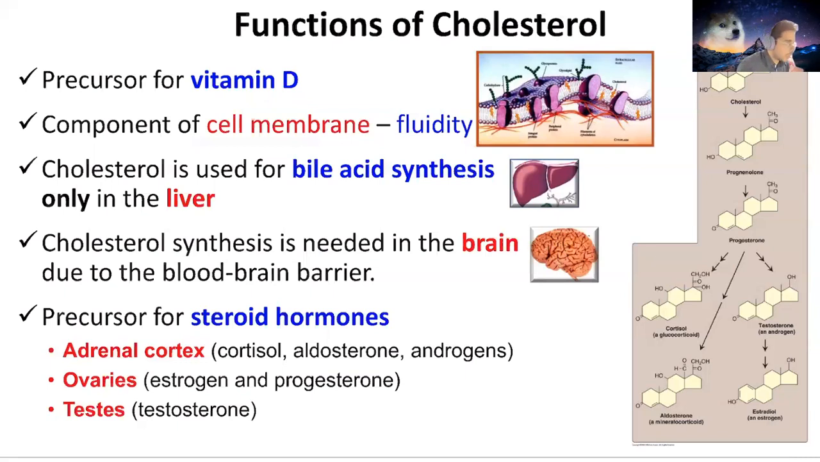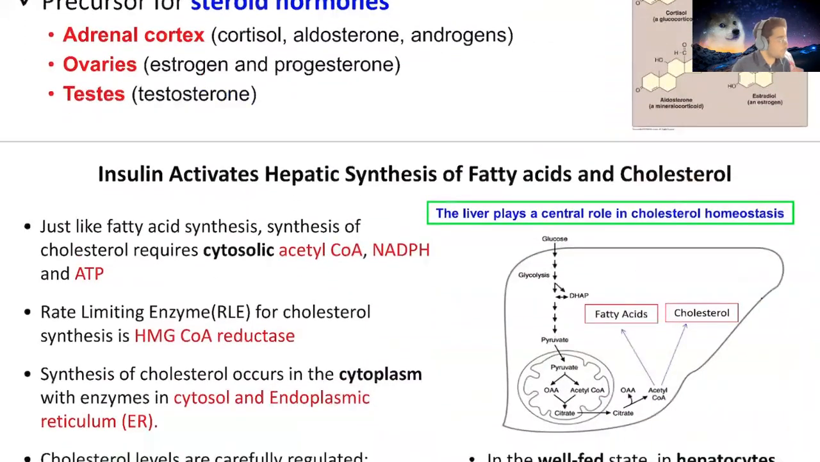I'm not going to rehash it, but they're also important for your steroid hormones, because remember, cholesterol makes up everything that you know with your testosterone, estrogen, progesterone, cortisol. So all of your mineralocorticoids, glucocorticoids, and all of the other stuff, as well as your androgens. So keep that in mind.